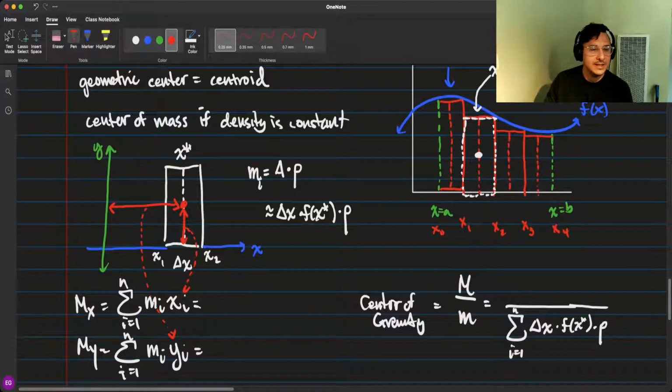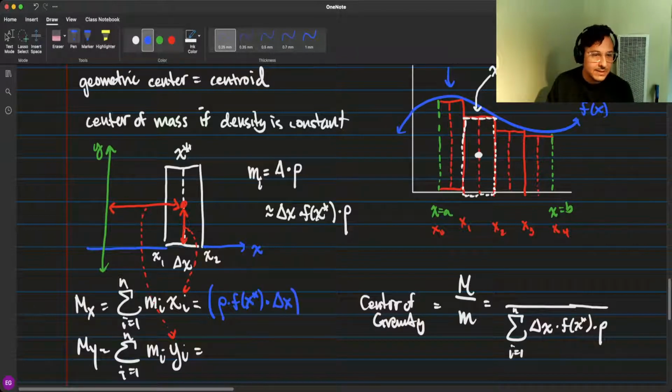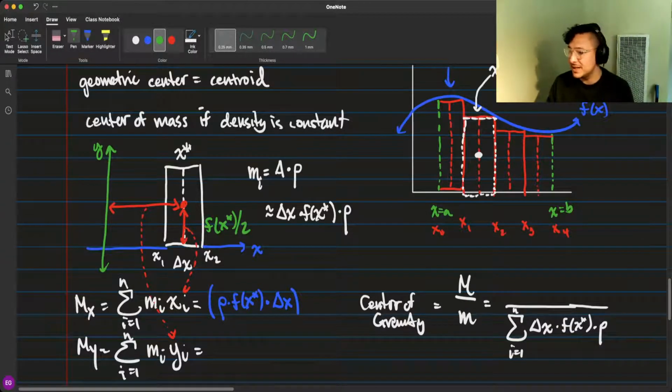Okay, so if you're looking at this little box right here, the mass is going to be rho times f of x star times delta x, that's your mass. And then the value to the x-axis is going to be, we talked about this last time, f of x star over 2, right? Because remember the height of this rectangle is f of x star, and that point right here, how far is it from the x-axis? Half of that y value.